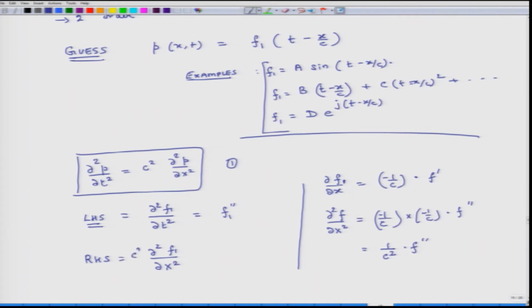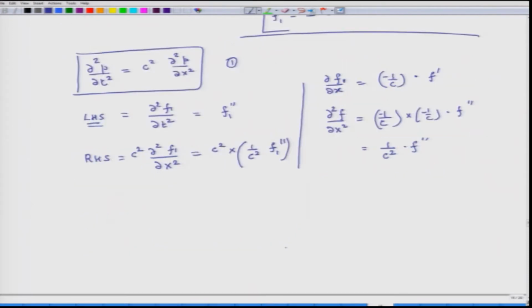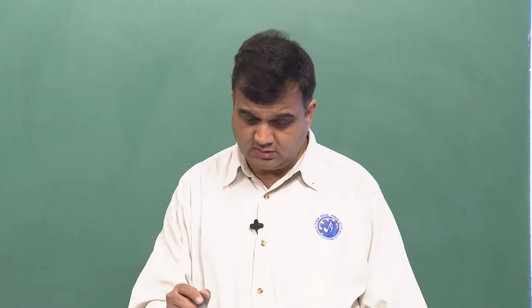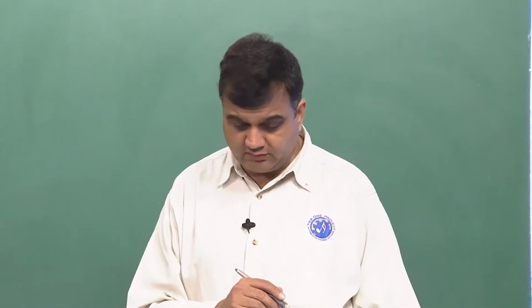It is c square times the second derivative of f1 with respect to x, and that equals c square into 1 by c square f prime prime. So, what we see is that the left hand side is equal to the right hand side. So, what we have guessed is indeed a possible solution. It may not be the only solution, but it is indeed a possible solution for our one dimensional wave equation.